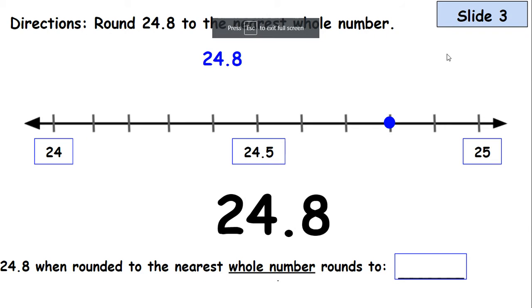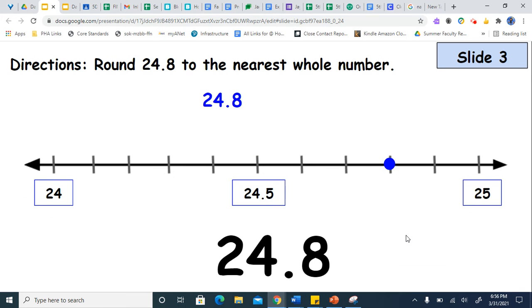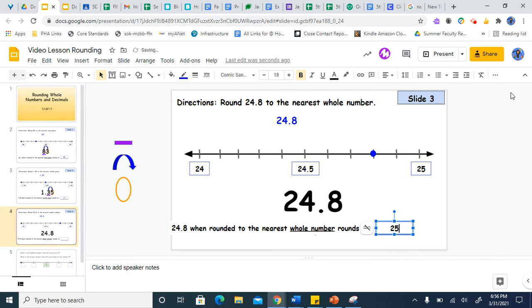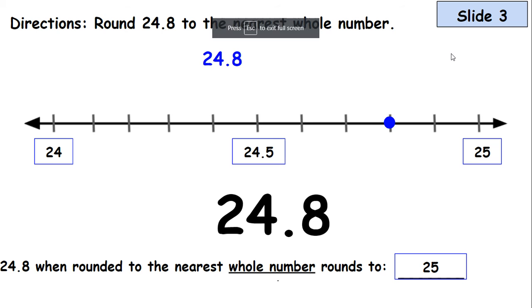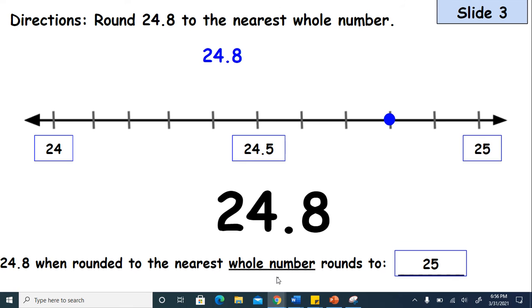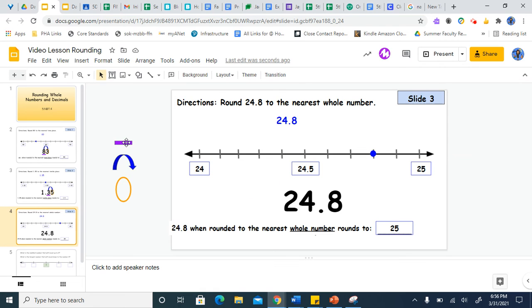We can see that 24 and 8/10 is much closer to 25 than it is to 24. So 24 and 8/10, when rounded to the nearest whole number, is 25. Now let's try the procedural method. We have 24 and 8/10. We're rounding to the nearest whole number. So we're going to underline the whole number, or the ones place. So I'm going to underline the 4 since that's in the ones place.